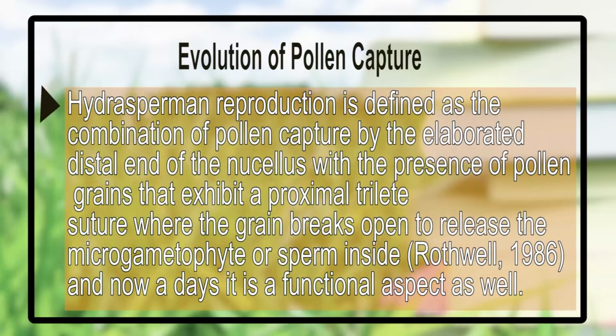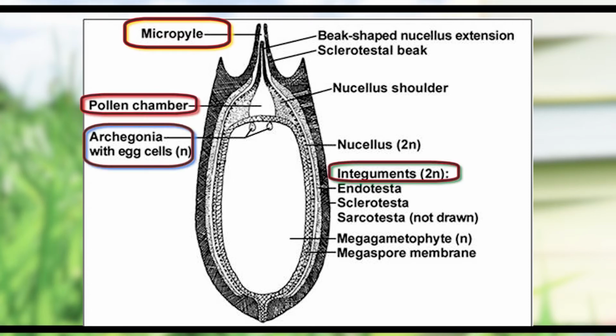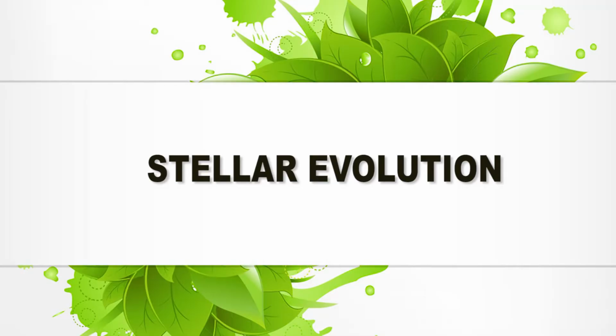And ultimately, we come to the hydrospermum reproduction in which the pollen capture method is elaborated at the distal end and it has the pollen which has a trilete suture. And this is the complete structure of the seed where we have this micropylar end, the integuments, the pollen chambers and the archegonia containing the egg cells. So, this seed habit is firstly a show of parental care, and secondly the seed can stay in adverse conditions and can grow only when the conditions are favorable for growth. With this, we complete this event of heterospory to the seed habit.